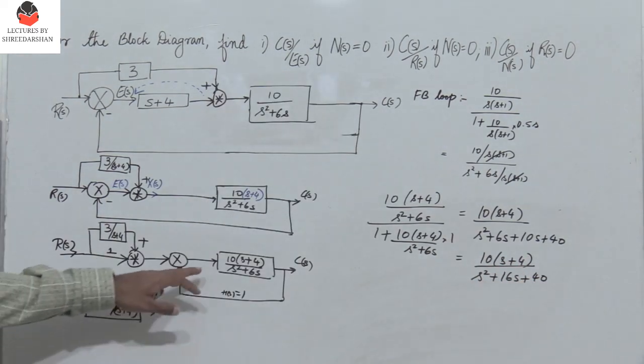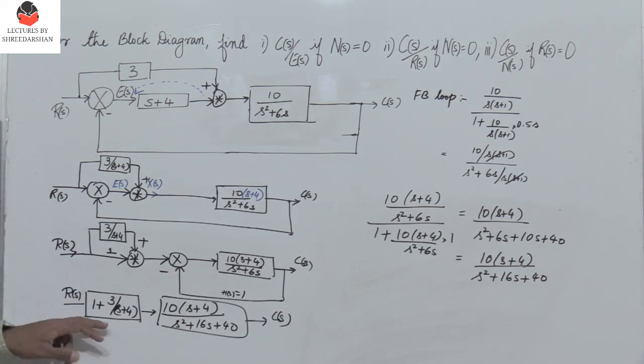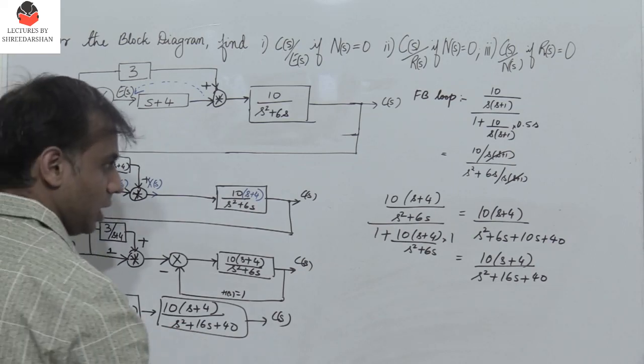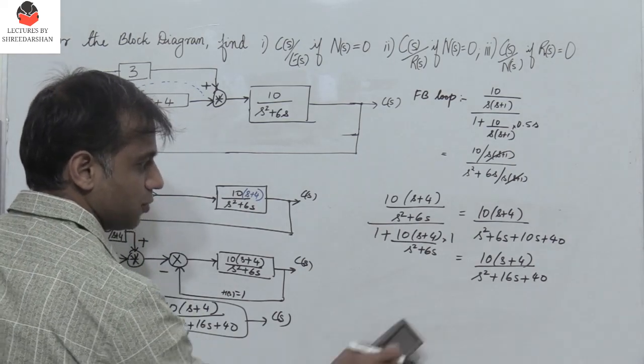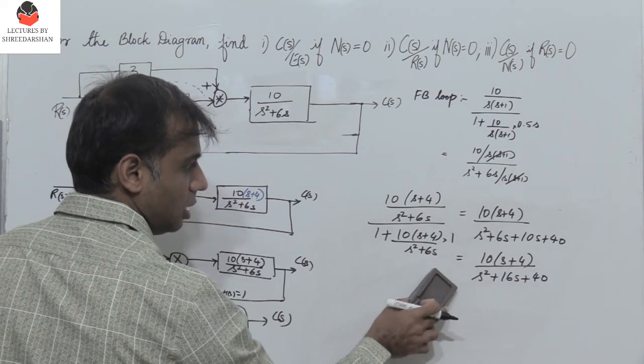So this is what I write here. So C(s) by R(s) is multiply these two. So if I need to multiply these two, I have 10(s+4) divided by s²+6s+40.